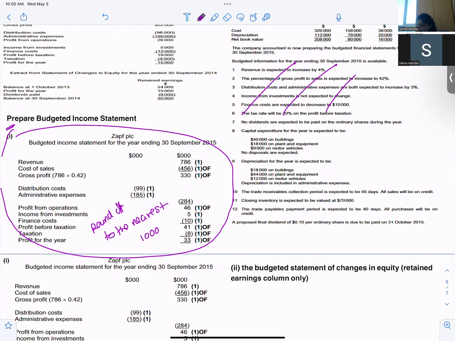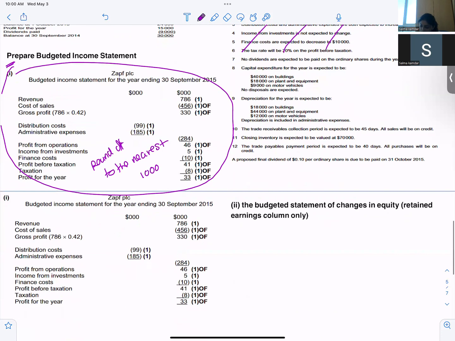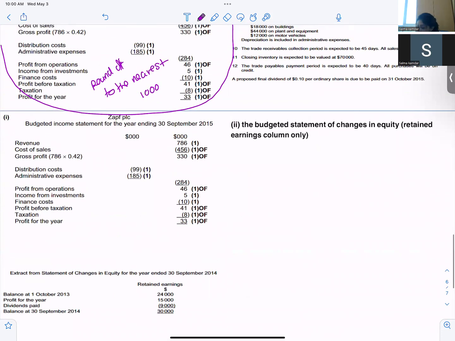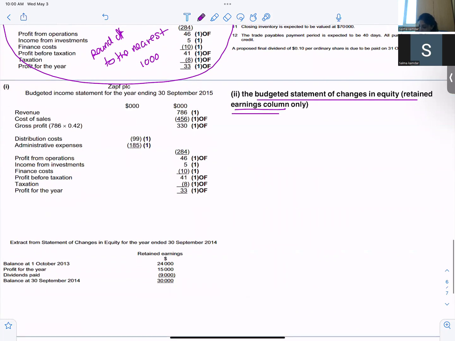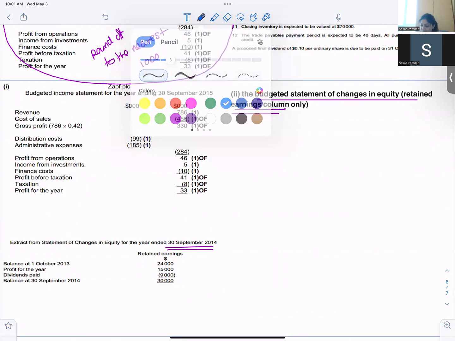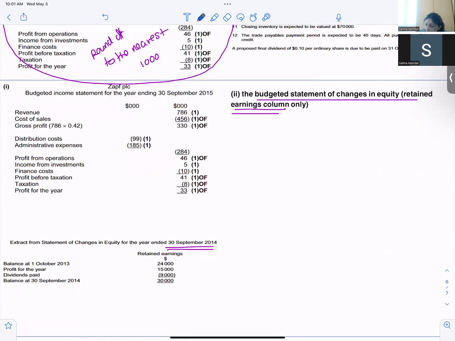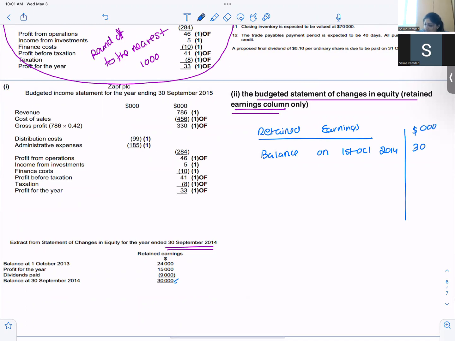Now the second thing that they want you to prepare is the budgeted statement of changes in equity, but only the retained earning column. You have been given the statement of changes in equity for 30th September 2014. You are supposed to make it for 30th September 2015. So if I'm talking about my retained earnings, I will have the balance on 1st October 2014 as 30,000. This is all in 3 zeros.